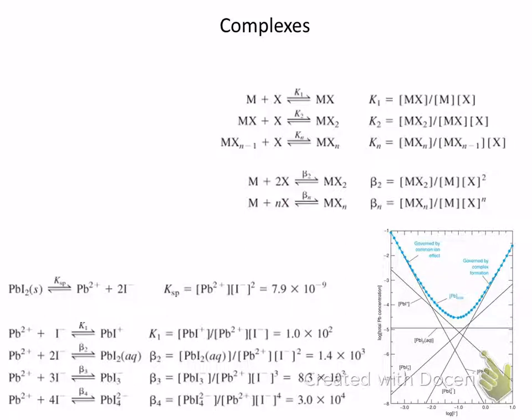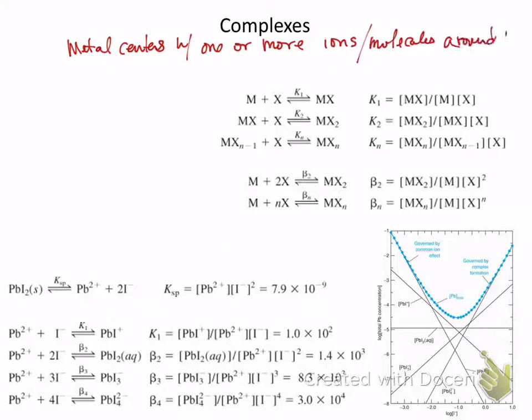So we did talk briefly in lecture 6a about complexes, and I just want to remind you that complexes are chemical species that have a metal center with one or more ions or molecules attached and surrounding them. Then I want to take a look at a series of these different equilibrium expressions, where in the reactions the capital M refers to a metal center and X refers to some ion or molecule that's a ligand that can be attached to that metal center to form a complex.